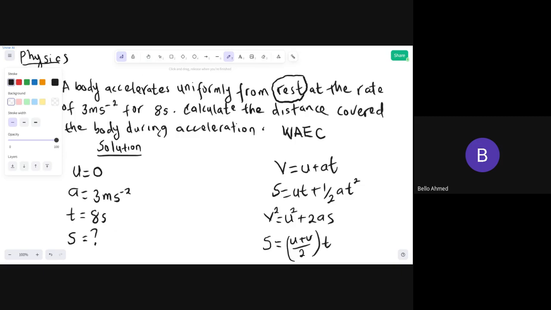And don't forget I said S represents the distance in the equation of motion. So please take note of that. So S, we don't know. That's why I put a question mark. Now, some students don't know how to pick the equation of motion to use.